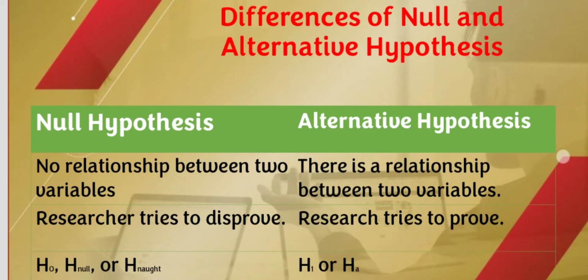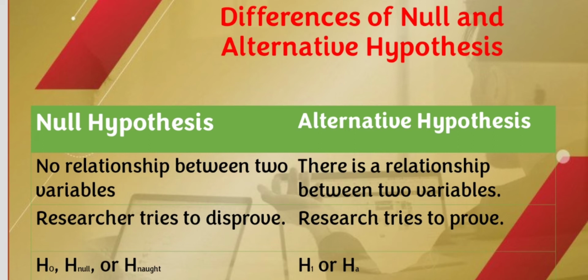Differences between a null hypothesis and alternative hypothesis. In null hypothesis, there is no association between two groups or no relationship between two variables. While in the alternative hypothesis or alternate hypothesis, there is a relationship between two variables. A null hypothesis, the researcher tries to disprove, while the alternate hypothesis, the researcher tries to prove.